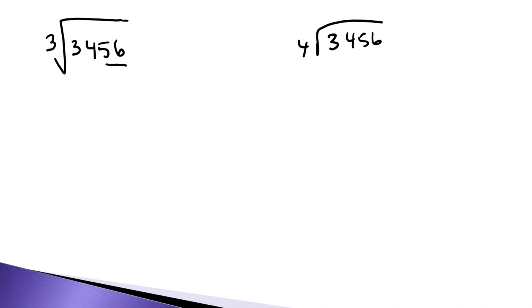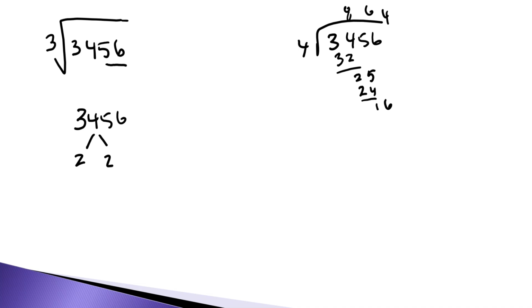So 3,456 divided by 4. Let's see, 4 times 8 is 32. 2 comes down with the 5. 4 times 6 is 24. 1 comes down with the 6, and 4. So this is 3,456 equals 4, which is really 2 times 2, times 864.